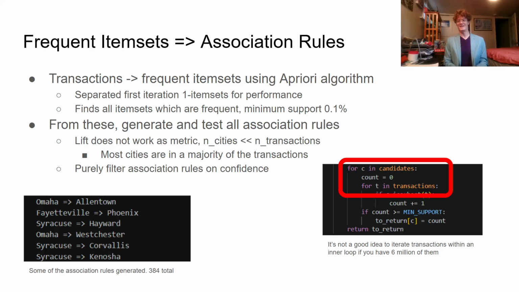And here's kind of a gaffe that took me a while to figure out. The compute support function is similar to the one I wrote in class for like 15 transactions. That doesn't really work when you have like 6 million transactions to loop through every transaction for every candidate. I did that. It runs a lot faster if you don't loop through 6 million things within another loop.